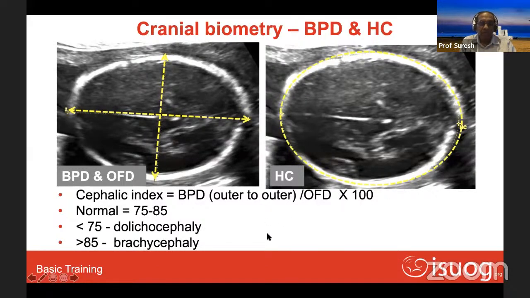The cephalic index is calculated from the biparietal diameter and the occipital frontal diameter. It is BPD by OFD into 100. And the normal is 75 to 85. If it is less than 75, it is called dolichocephaly, where the occipital frontal diameter will be quite large and the BPD will be smaller. And if the BPD is larger than the OFD, then it is called brachycephaly.